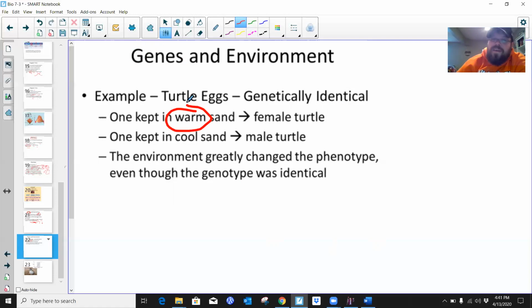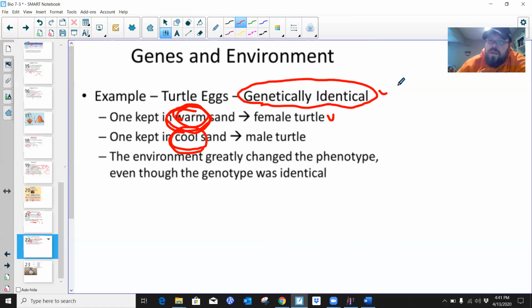Okay. Right. So if turtles lay their eggs in warm sand, or they incubate within warmer sand, temperature-wise, even though these eggs are genetically identical that have been laid, the resulting offspring will be females. But if those eggs incubate within cooler temperature sands, even though they're genetically identical, they'll develop into males.